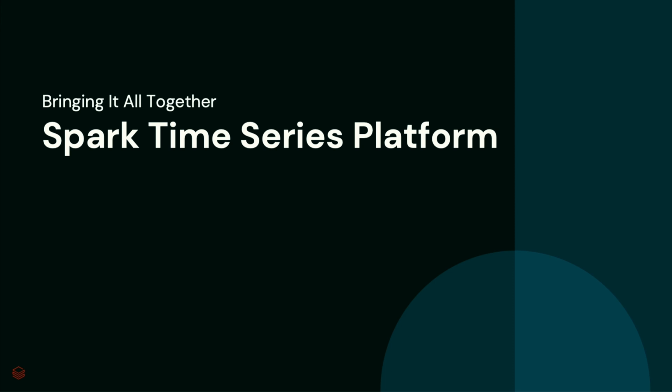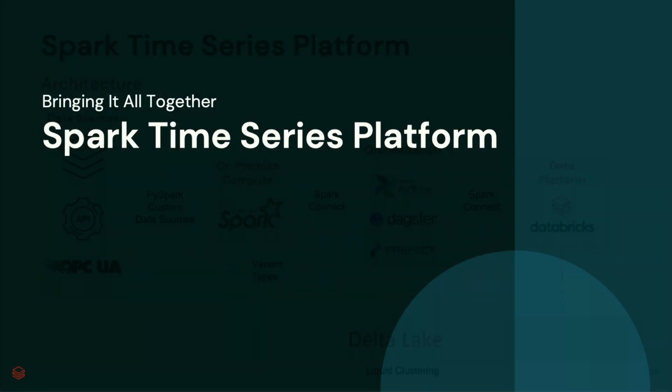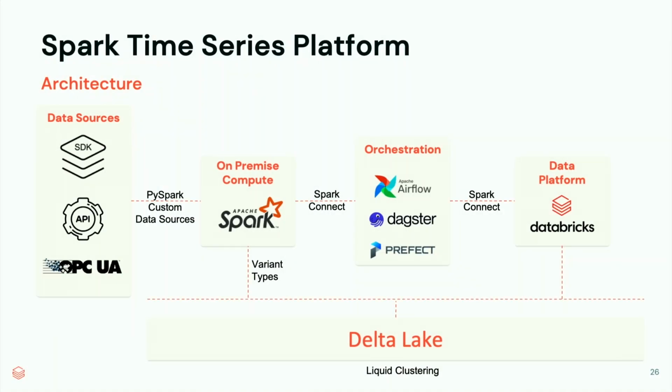But I wanted to just show you what are the options on the table now with all of this new functionality that has been released. So if you are an open source Apache Spark user, this hopefully makes some sense. We've got on the left-hand side different data sources that we can ingest from: SDKs, APIs, OPC UA. We can now use PySpark custom data sources to read from all of these data sources natively into a Spark data frame without any of the hoops that we've had to jump through before.